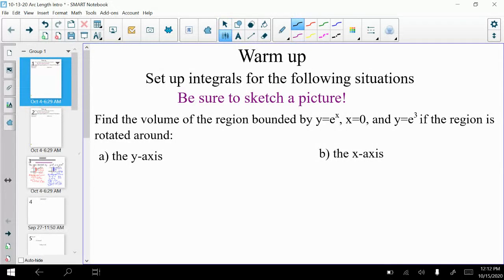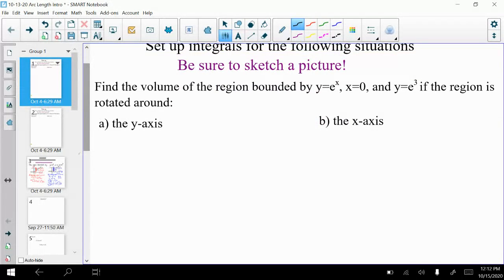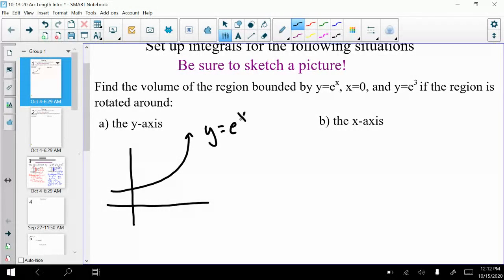So let's look at this first one, this warm up that we had from class today, and we have y equals e to the x. Here's e to the x, y equals e to the x. X equals 0 is our y axis. So it's the vertical line at x equals 0.